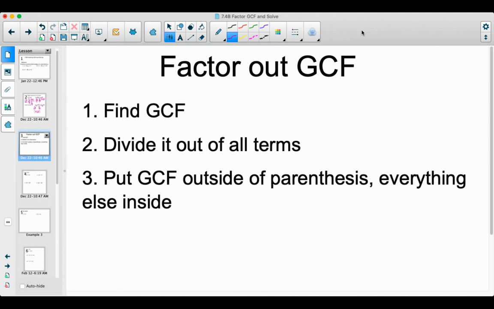Okay, so now that we know how to find the GCF, we need to learn how to factor out the GCF. I would pause this video and write down the three steps. Step one is find the GCF. Step two, you're going to divide it out of all your terms. And then step three, you're going to put that GCF on the outside, and then everything else that's left over is going to be on the inside of those parentheses.